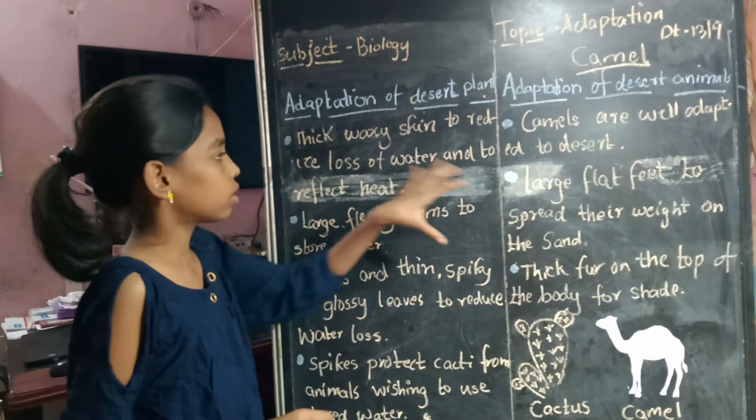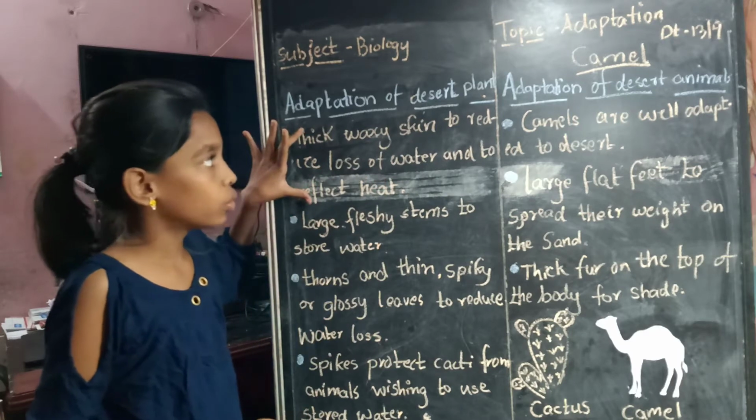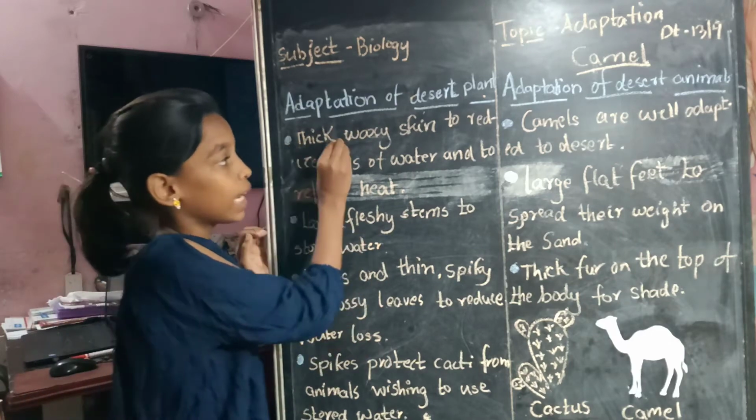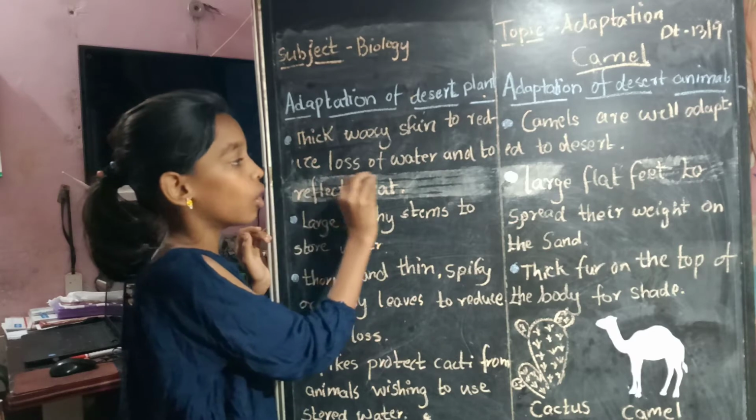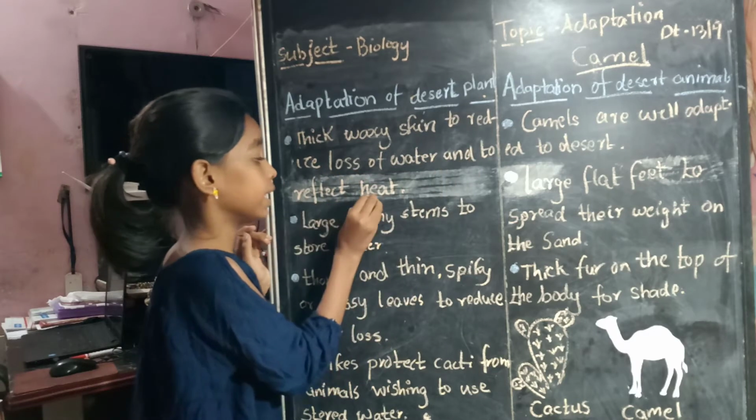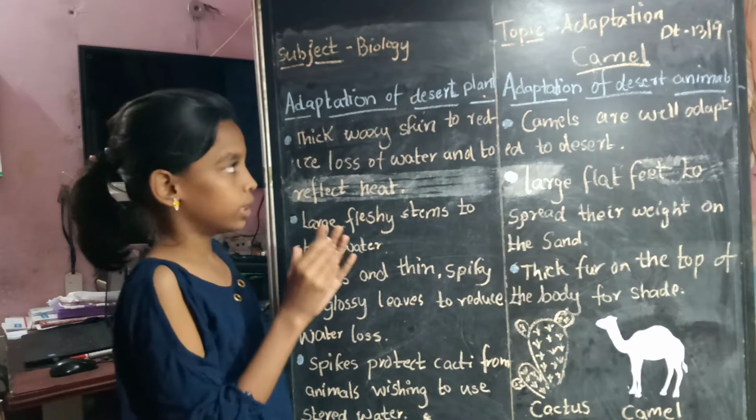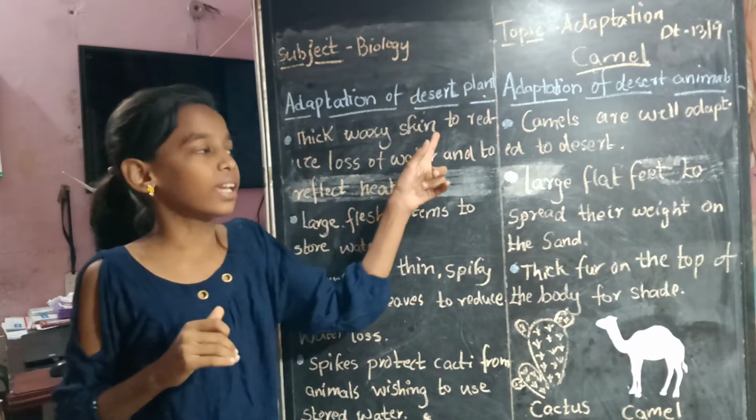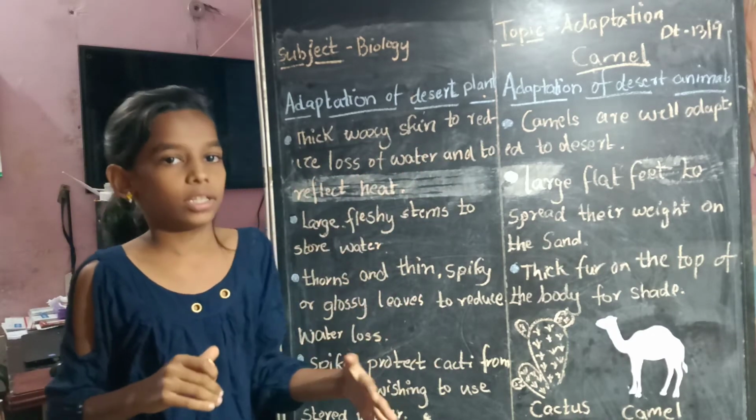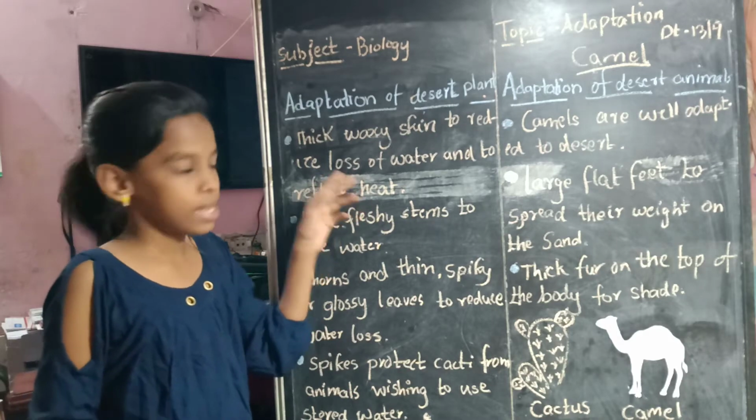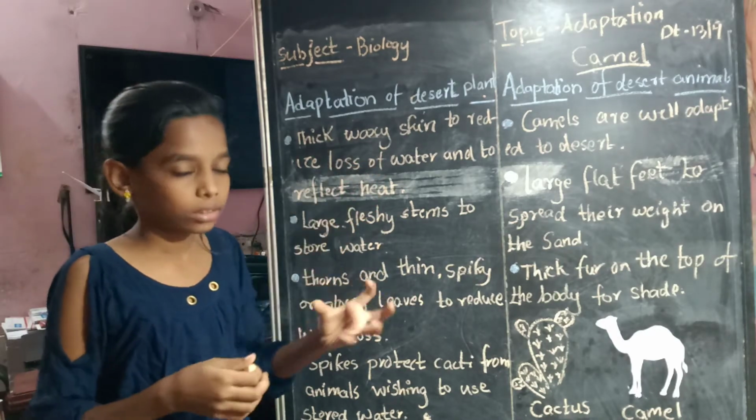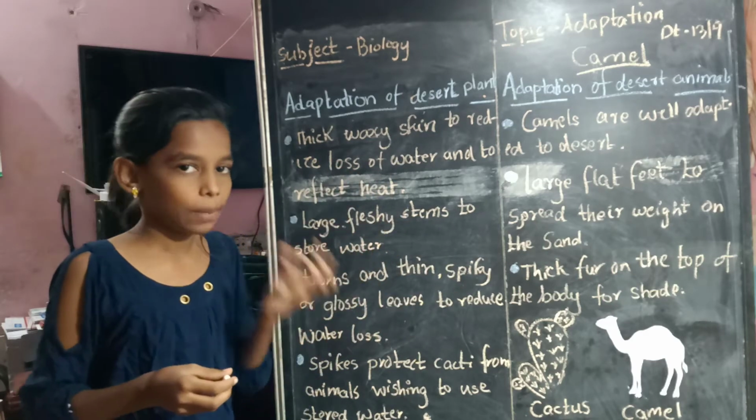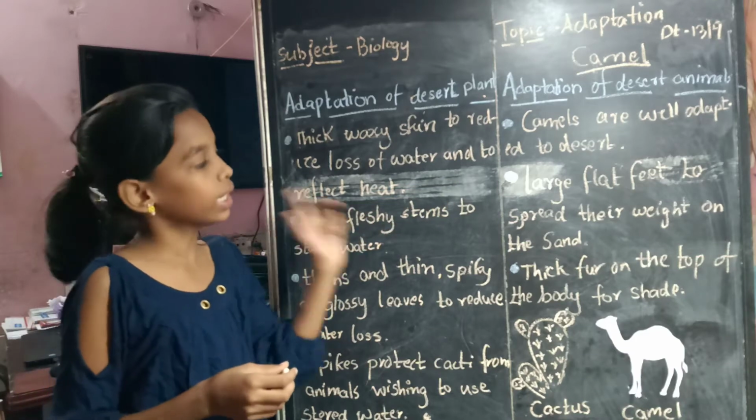Some features, some characteristics are there for the cactus to live in the desert. So what is that? Thick waxy skin to reduce the loss of water and to reflect heat. In the cactus, the leaves will have thick waxy skin to reduce the loss of water. As in the desert there is less water, the thick waxy skin will help to save the water and to reflect the heat.